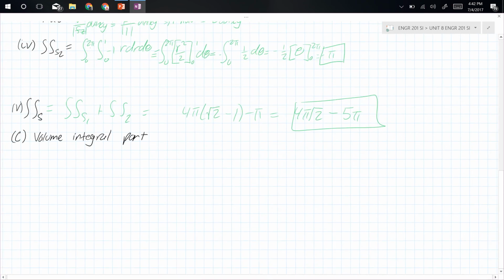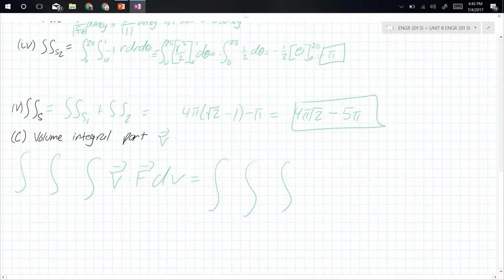But now we have to get the same answer for our volume integral part. So for our volume integral part, we do the triple integral of del dot F dV. So this would equal del dot F, where del is just the partial with respect to x, i, plus the partial with respect to y, j, plus the partial with respect to z, k. I can write it right here just to show you all.